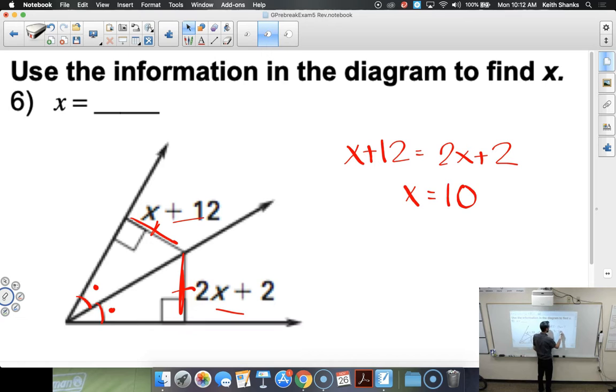X equals 10. Okay. And again, that's what they wanted you to find.